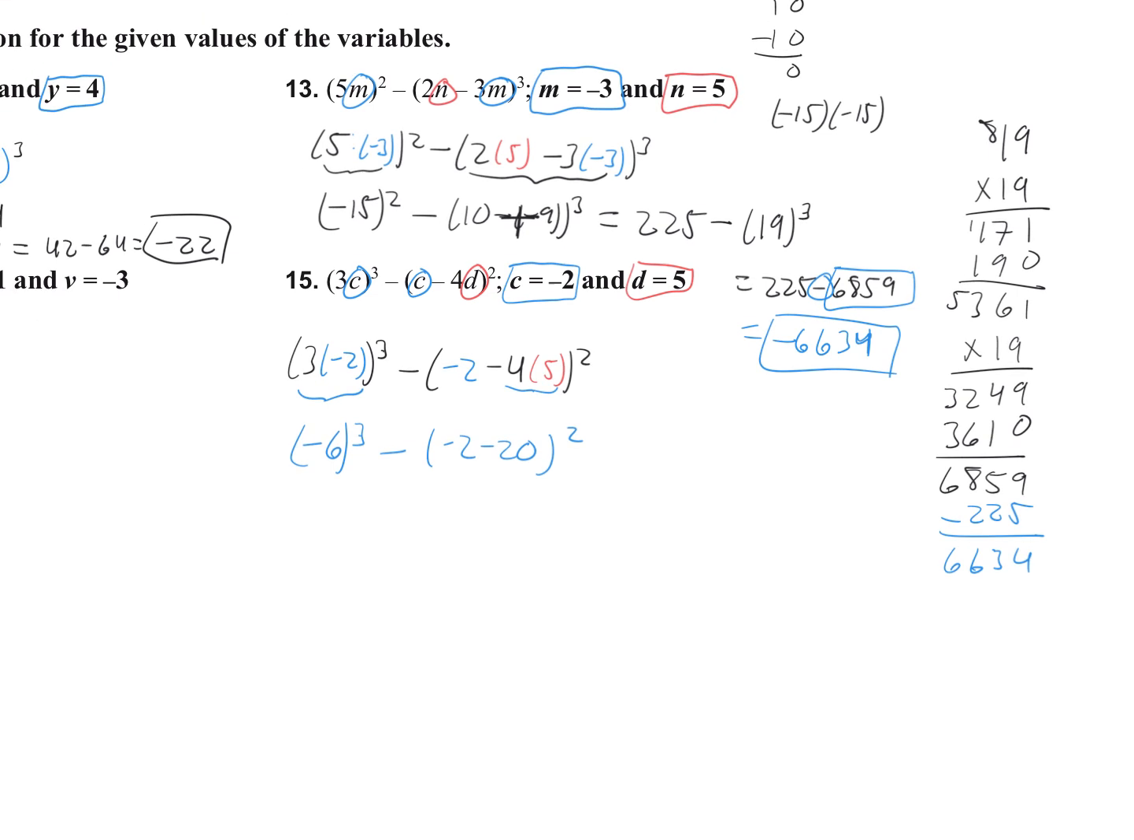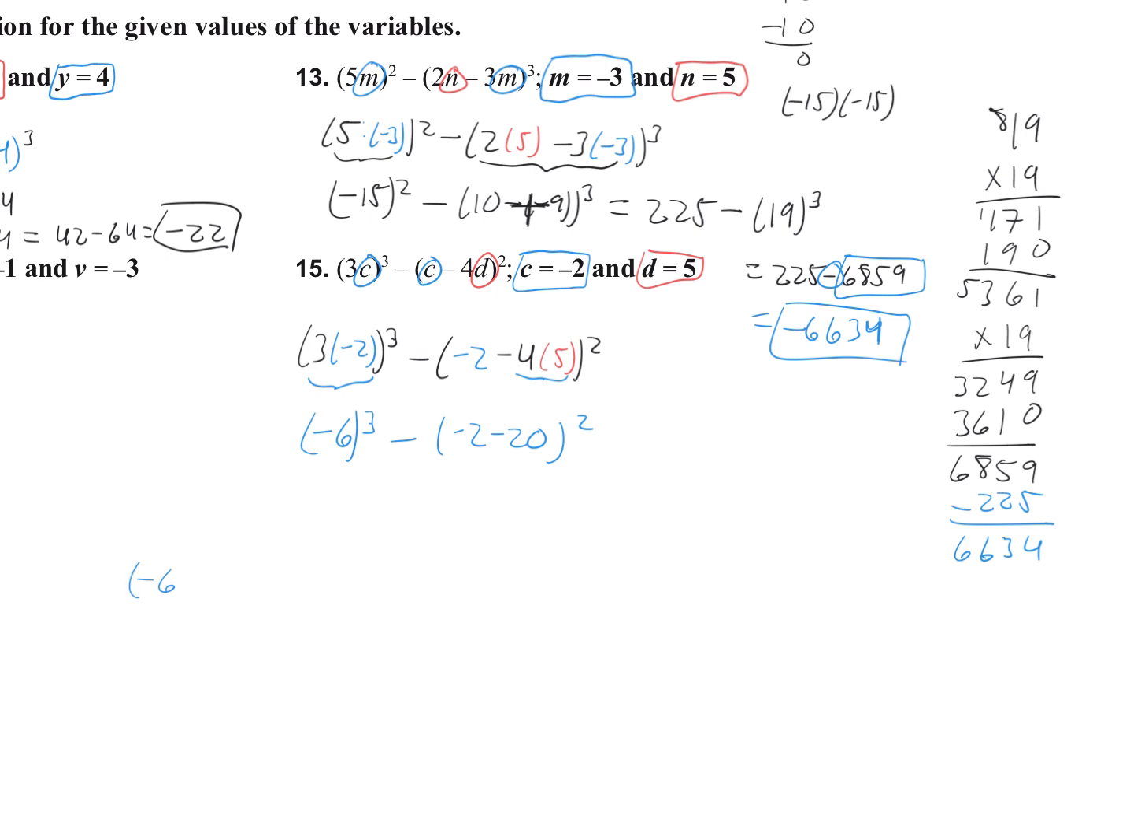All right, and then negative 6 to the third power, right, is negative 6 times negative 6 is going to get you positive 36. And then when you multiply by a 6 again, you should get 216. But you're multiplying by a negative 6, right? Negative 6. So your answer should be negative 216 on that side. Minus, and then on this side, we do negative 2 minus 20, which is negative 22 squared. And then negative 22 times negative 22, right? So we can do 22 times 22, right? That should get you 444. Drop the 0, and then we get another 44. All right, so we should get 484 for this one.